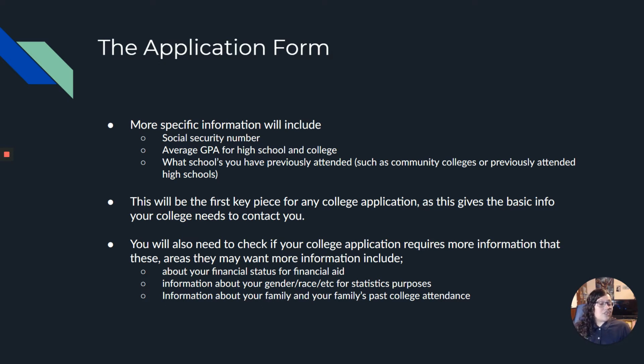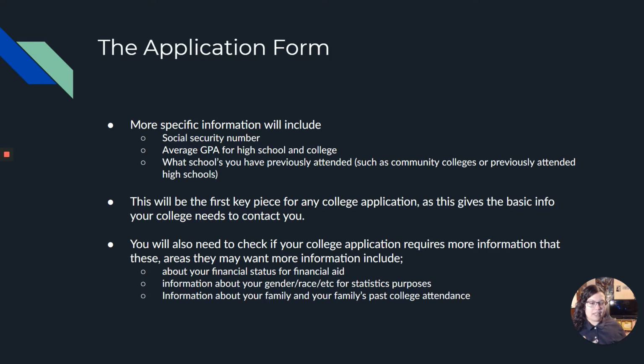You will also need to check your college application if it requires more information than that. Some areas they may include and they may want more information about are things like your financial status for financial aid. This is things like, are you still under your parents' household? Are you a dependent of your parents still, or are you living on your own? Information about things like gender, race for statistics purposes. This is just so they get a better idea about the student body that's coming in.